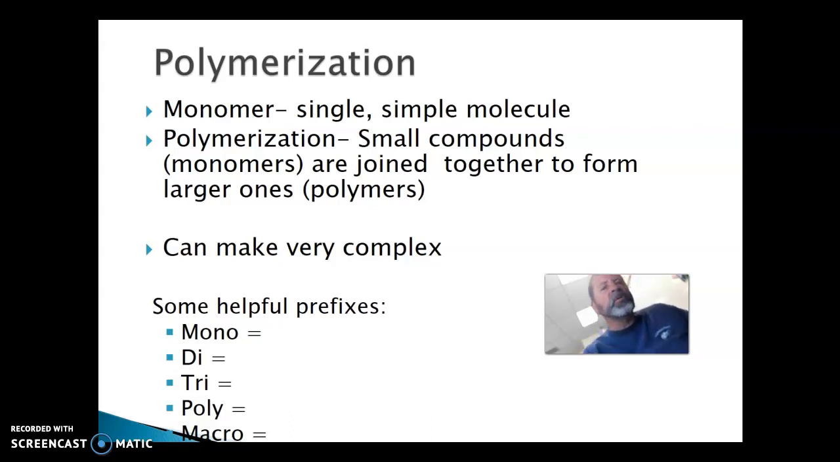Some of the prefixes you might hear in this unit are mono, which means one, like carbon monoxide. That's carbon bonded to 1 oxygen. Di, carbon dioxide. That's carbon bonded to 2. You'll also hear tri, like a tricycle, 3, poly, lots of, and macro, which means bigger, larger.